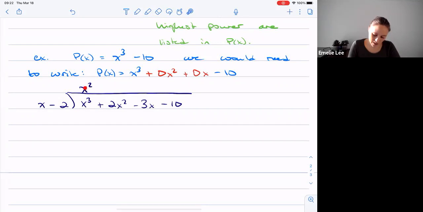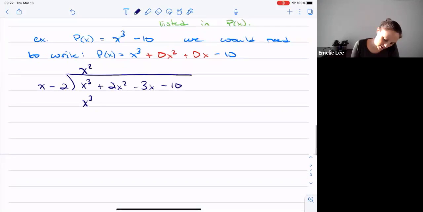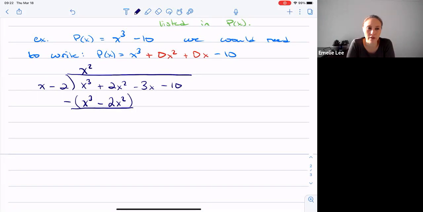Then with x squared, you now have to multiply down to x minus 2, put the result below the x to the 3, and then we subtract them. So x squared times x is x to the 3, and x squared times negative 2 puts me at negative 2x squared. It's important that I subtract both of those terms. What has to happen is the x to the 3 minus x to the 3 goes away, because we're chipping away at each of these terms until we have none left.